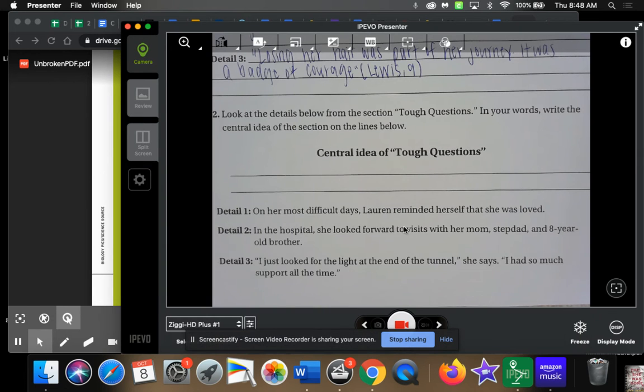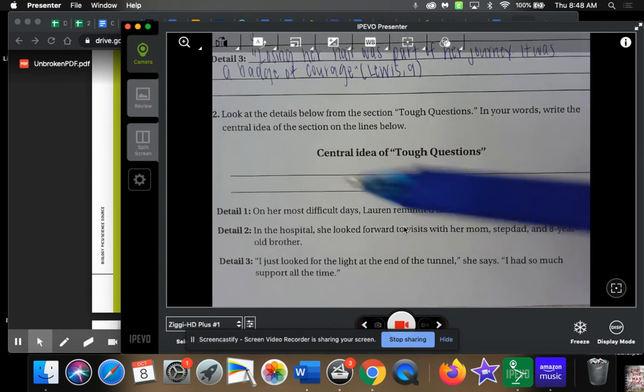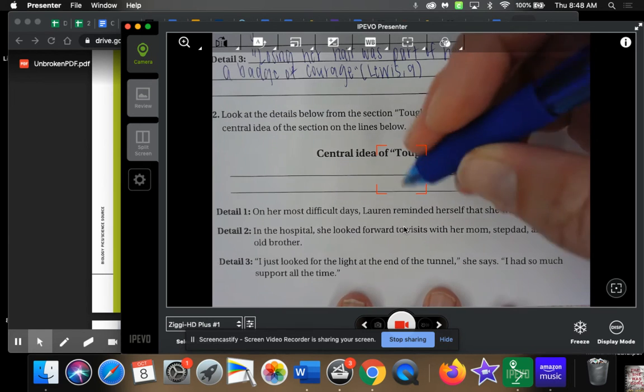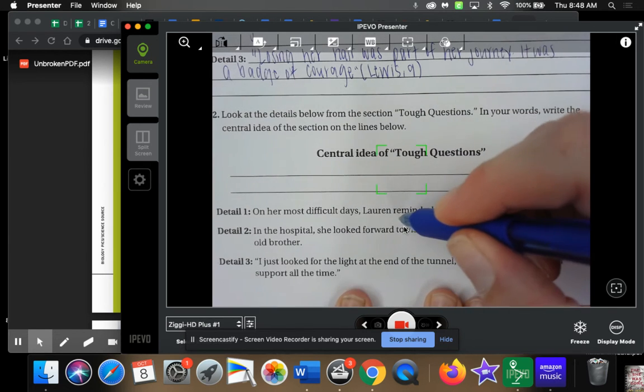All right, let's take a look at it. So we have the 3 details that are already included. We have, on her most difficult days, Lauren reminded herself that she was loved. In the hospital, she looked forward to visits with her mom, stepdad, and 8-year-old brother. And she said, I just looked for the light at the end of the tunnel. I had so much support all the time. So if you ask me, she reminded herself that she was loved.